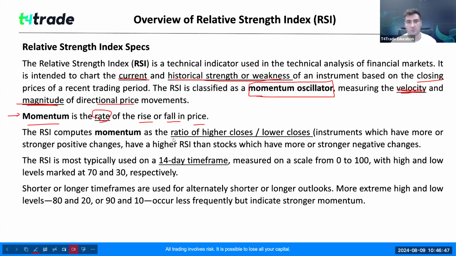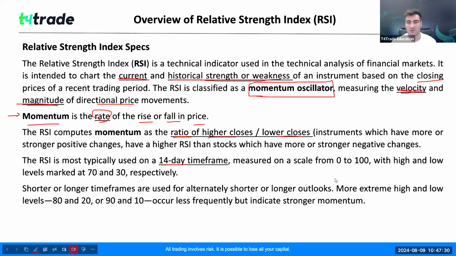Okay, so RSI computes momentum as the ratio of higher closes to lower closes. In general, instruments that have more positive changes because they have stronger closes tend to lead to higher RSI numbers, compared to an instrument that has lower closes over a significant amount of time, which lowers the RSI number, signaling strong negative momentum around that instrument.